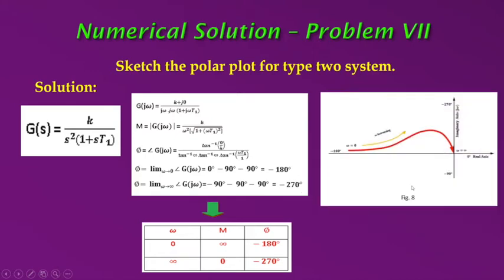Then draw the polar plot. Starting point is magnitude is infinity, but this angle is minus 180. So this is the minus 180 degree axis when omega equal to 0. Then this polar plot starts from that side and moves to this minus 270 because there is the minus 180 to minus 270. But this magnitude is 0 when omega is increased. Then this magnitude is decreased. So this is the final polar plot.